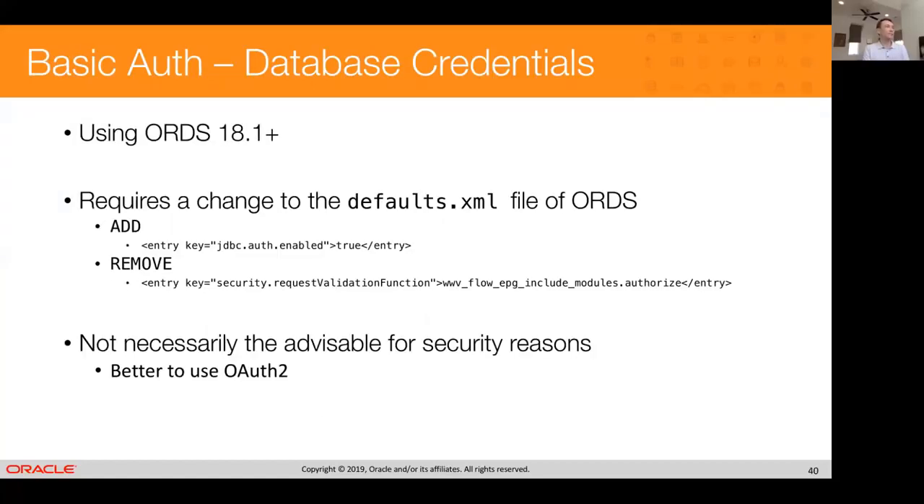So let's talk about basic auth with database credentials. This actually requires you to change the configuration of ORDS. You've got to add the JDBC auth enabled flag to the default XML file, and you have to remove another flag from there. And you'd obviously have to bounce and set everything up. Because this is a base level change and it's either on or off for everything, it's something you really need to think hard about. It's not necessarily advisable for the security reasons that we talked about. OAuth 2 is definitely better, but it's possible.